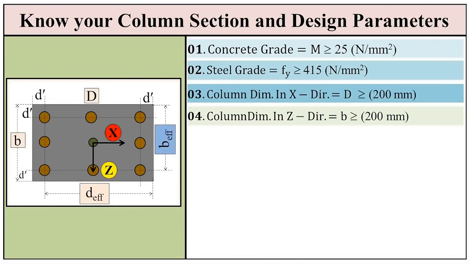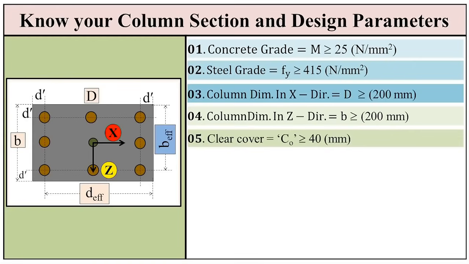As per clause 26.4.2.1 of IS 456 2000, the least lateral dimension of a square or rectangular RCC column should not be less than 200 mm. That means, the dimension D or B should not be less than 200 mm. In practice, we generally use 250 mm as the minimum lateral dimension.